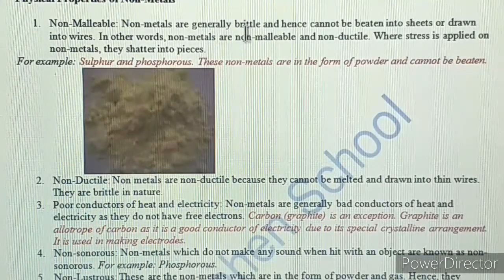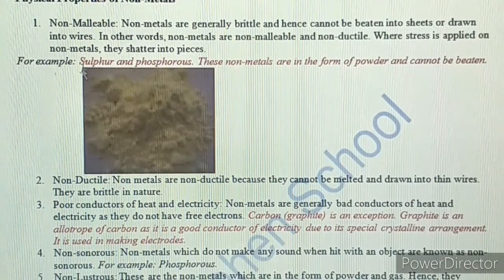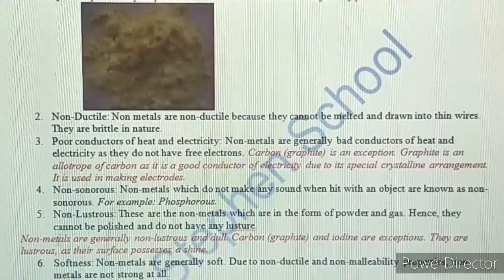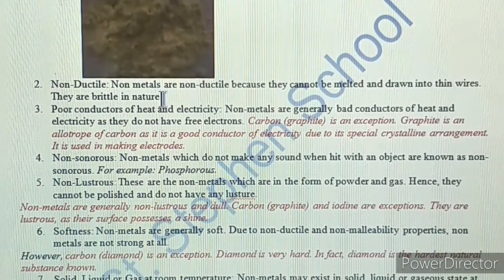Non-malleable: we know that non-metals are generally brittle. They cannot be beaten into thin sheets and drawn into wires. So we can say that non-metals are non-malleable and non-ductile. When stress is applied on a non-metal, it shatters into pieces. Sulfur and phosphorus, these non-metals are in the form of powder and cannot be beaten. Non-ductile, as we have just discussed, means they cannot be drawn into thin wires. They are brittle in nature.